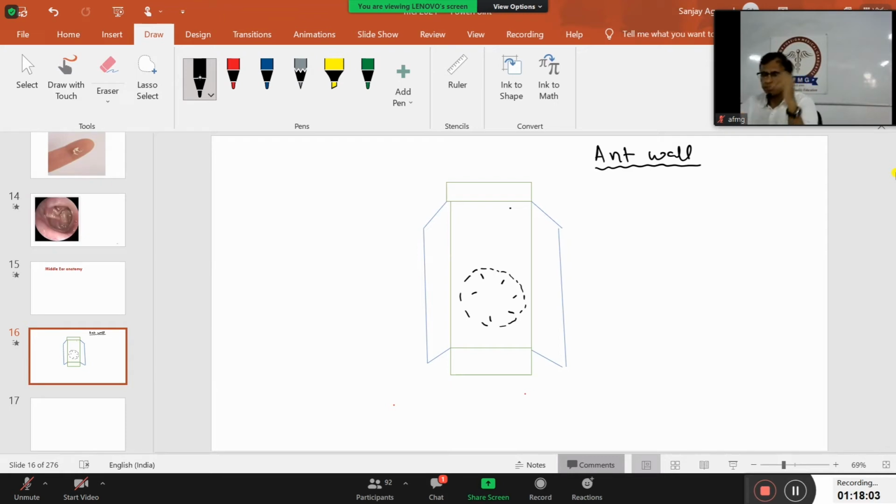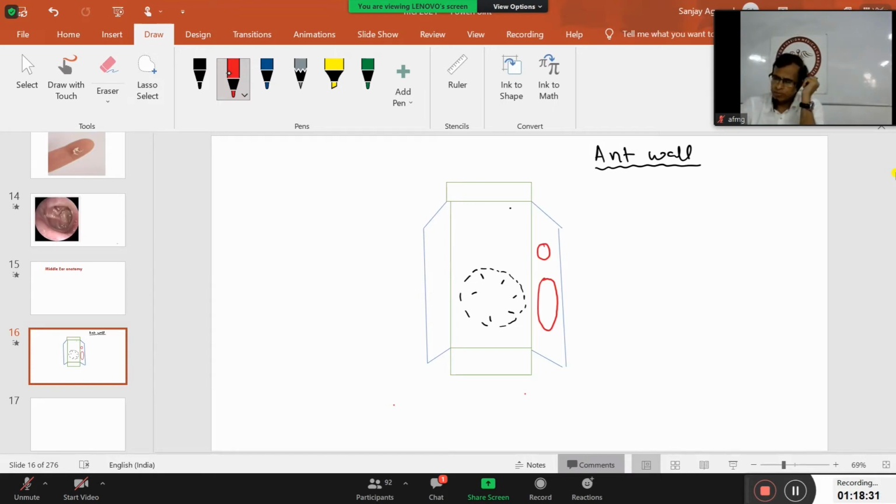Now, anterior wall is important because it has two openings. One is a small opening, one is a large opening. The upper opening is a small opening, which is like this. And below that is a large opening, like this. So these are two important things on the anterior wall, the two openings, a small and a large.